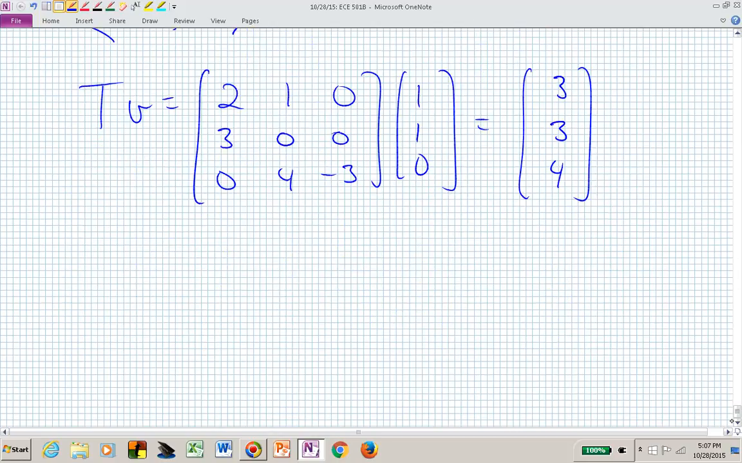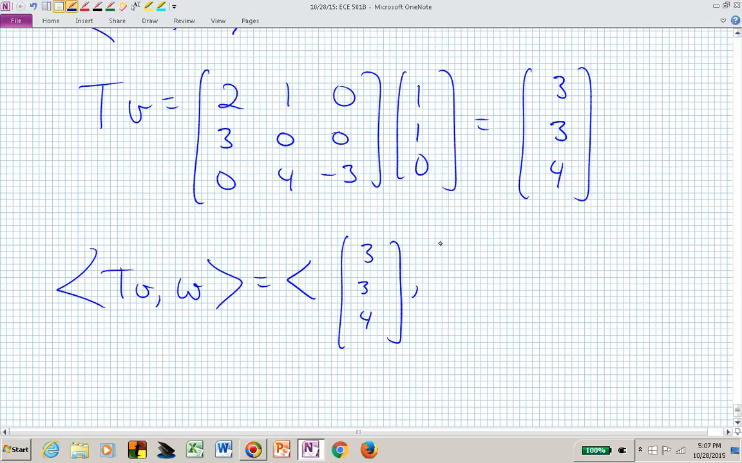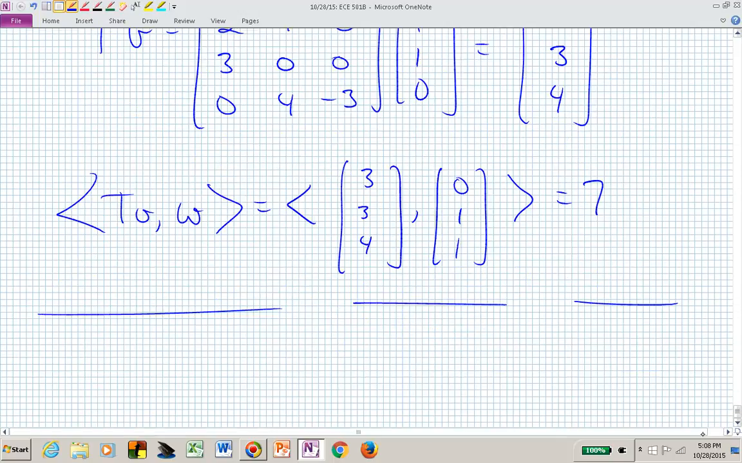And I now want to take that TV, inner product with W. I'm now taking 3, 3, 4 and forming the inner product of that with 0, 1, 1. I now simply multiply compatible coordinates and add up their product. I have 3 times 0 plus 3 plus 4, or that's 7. All right, I generated a number.